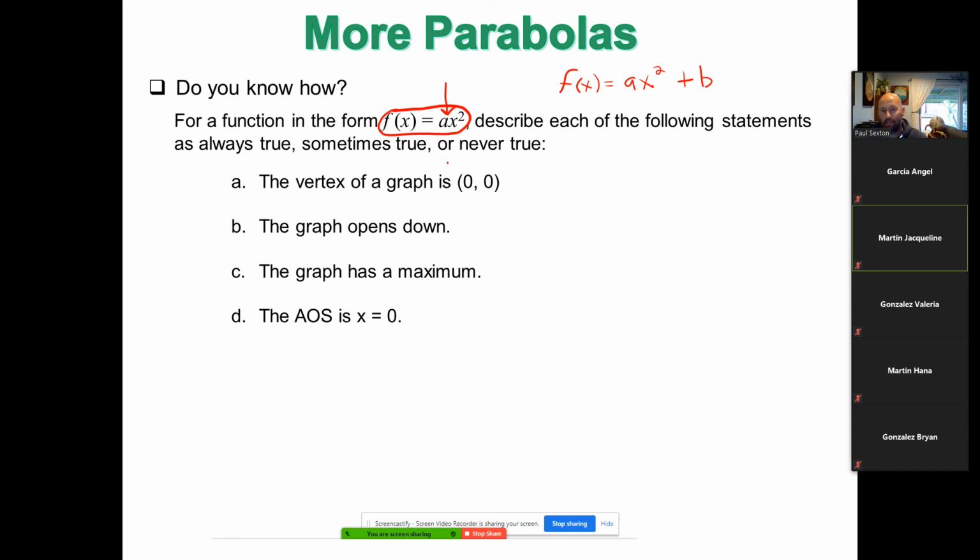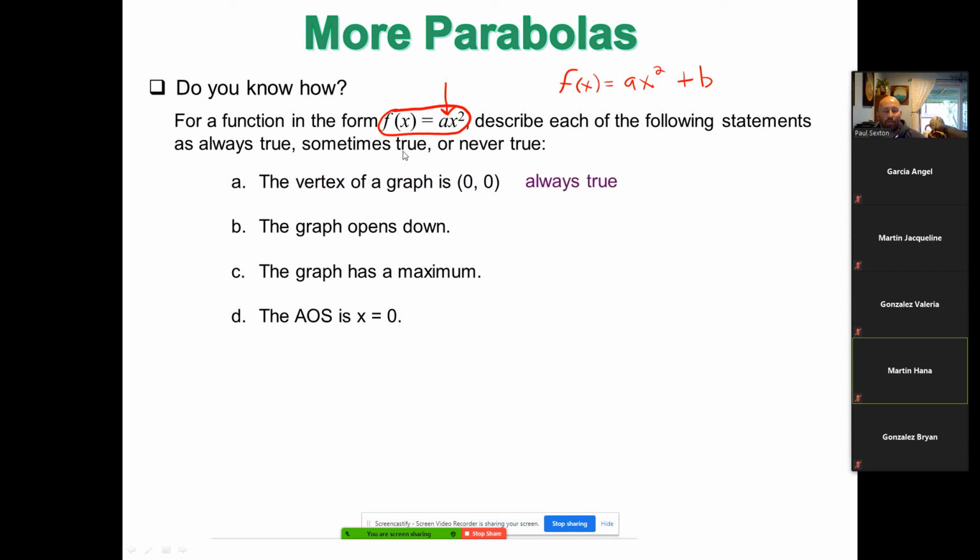Okay, and we're looking at, is it always true, sometimes true, or never true? So think about the graphs that we saw today. If you change the a value, will that change the vertex? So the vertex is 0, 0. Is that always true, sometimes true, or never true for these type of equations? Always true. It's always true, as long as we're only talking about that a value and nothing else.